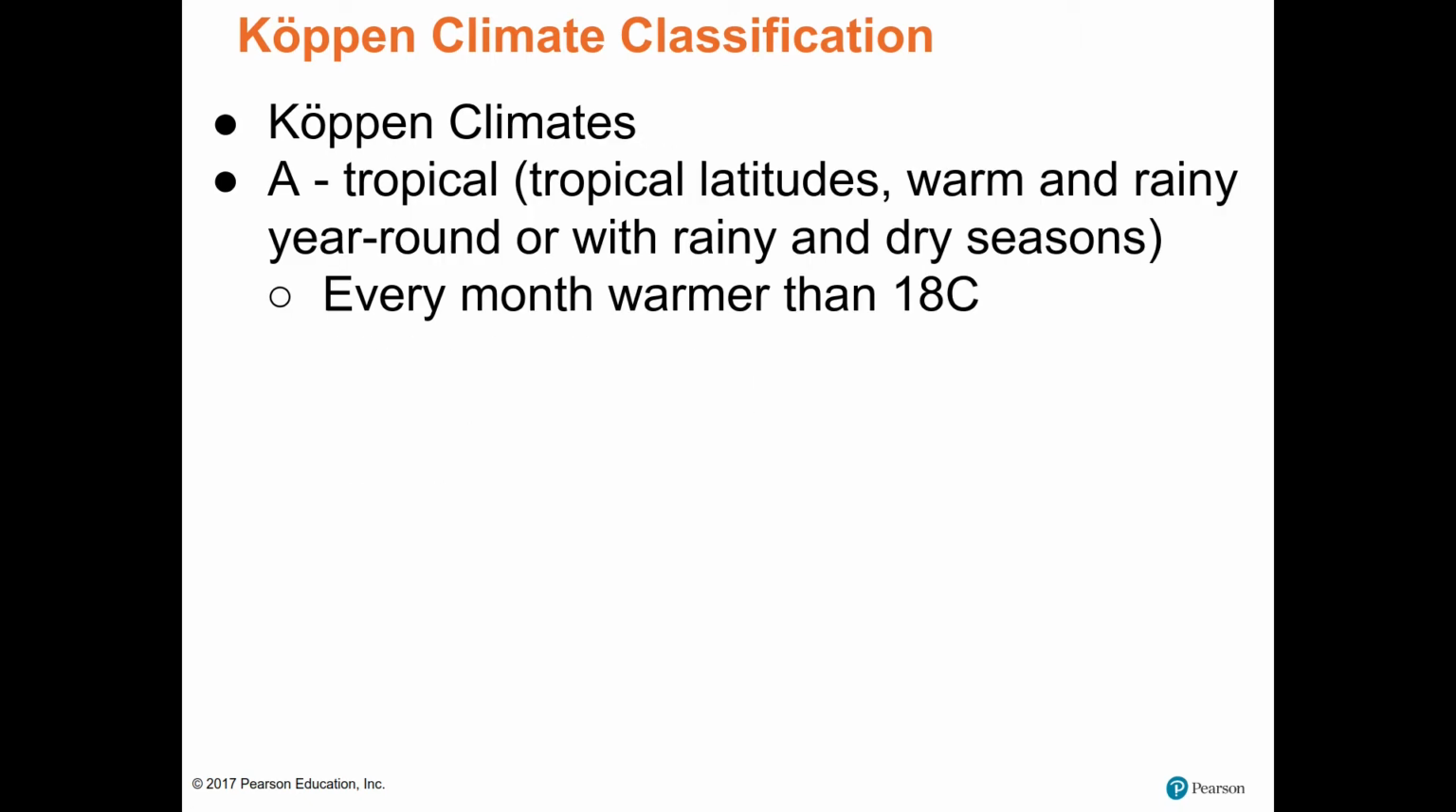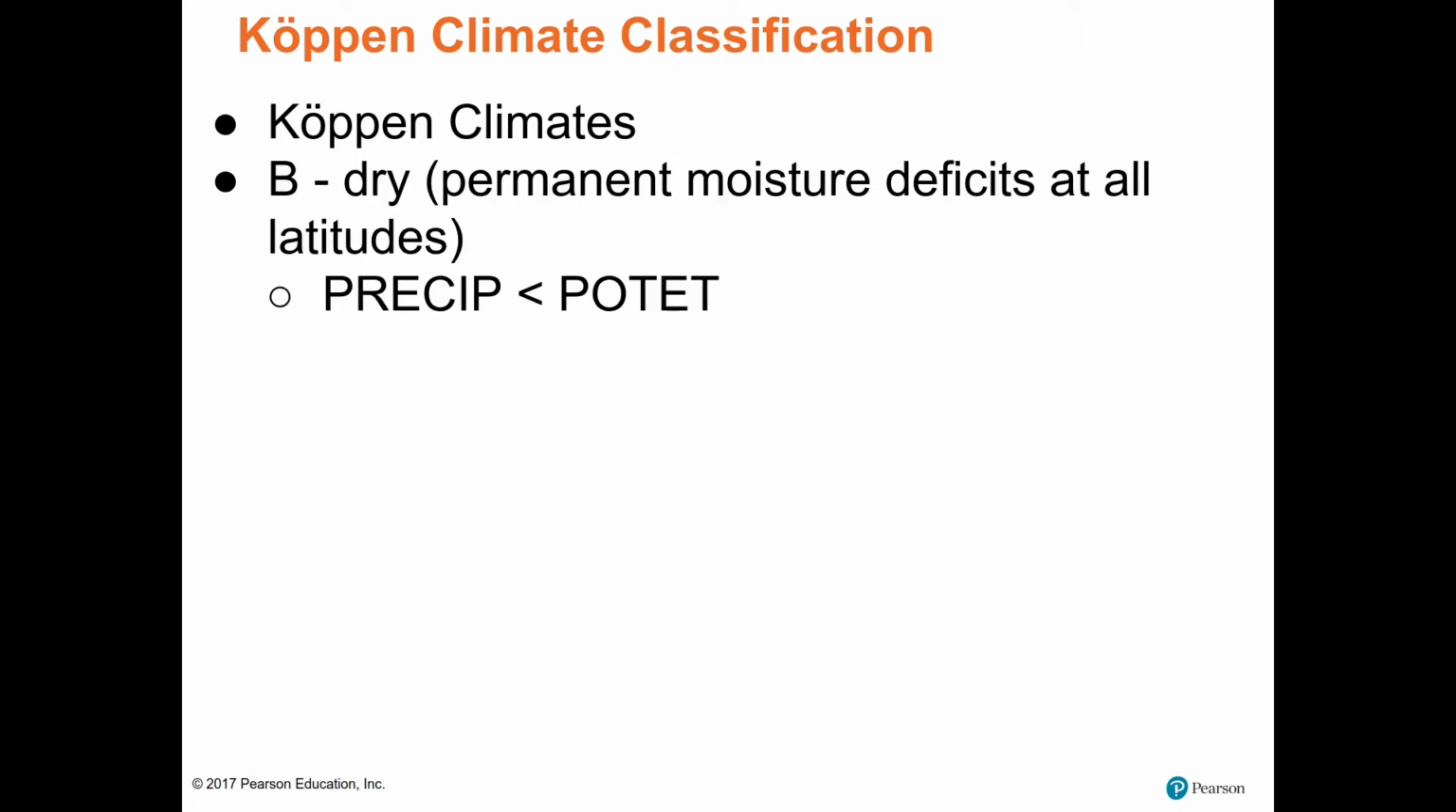The tropical climates, the defining characteristic of the tropical climates is that every month is warmer than 18 Celsius. It's about 64 degrees Fahrenheit. So the most important criteria for a tropical climate is every month warmer than 18. If it is, congratulations, it's a tropical climate. If not, you got to keep looking.